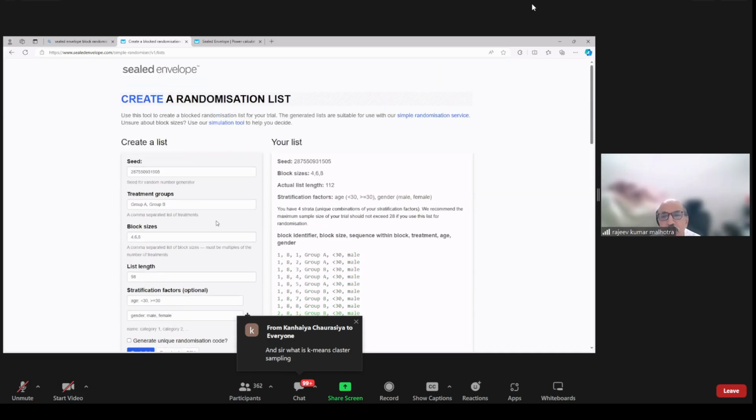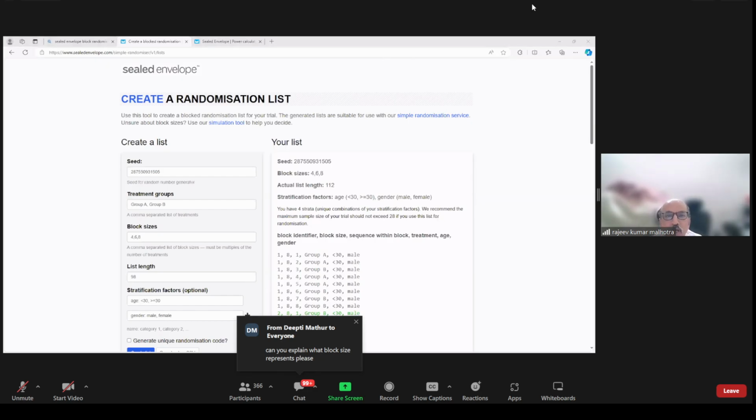So this is the method for finding out the randomization for a clinical trial, using block randomization and stratified randomization. The minimization randomization method is not available in this sealed envelope. There you can use good statistical software, either Stata or SAS, for finding out the minimization method.